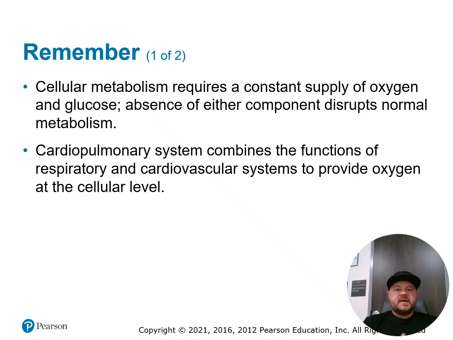All right, so some things to remember. Cellular metabolism requires a constant supply of oxygen and glucose. We're going to talk about that a little bit more in the next chapter. But the absence of either one of those components disrupts our normal metabolism. The cardiopulmonary system combines the functions of the respiratory and cardiovascular systems to provide oxygen at the cellular level. So we talked about the cardiovascular and respiratory systems are very closely related, and it's really hard for them to function independently. They both count on each other.